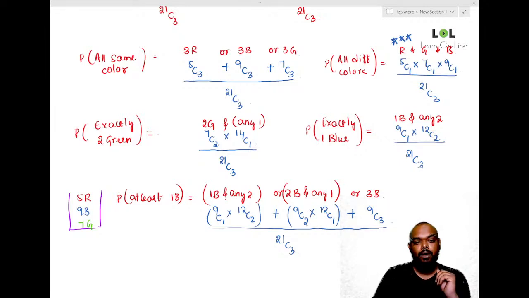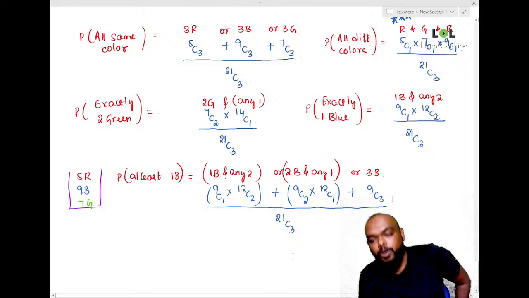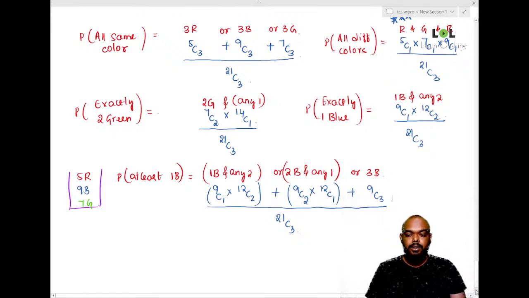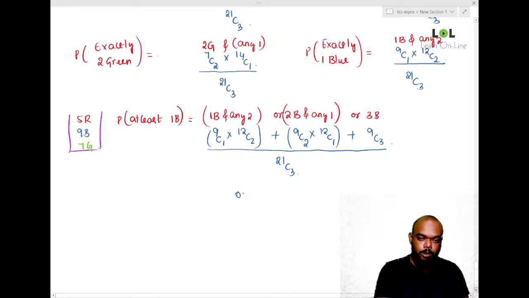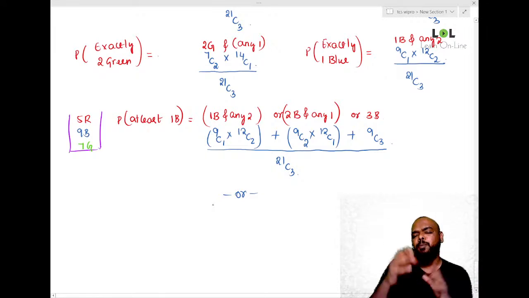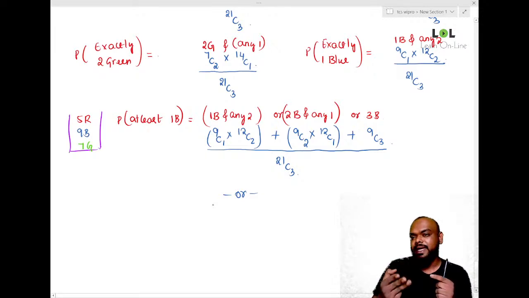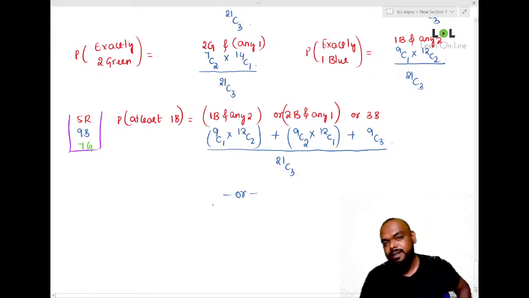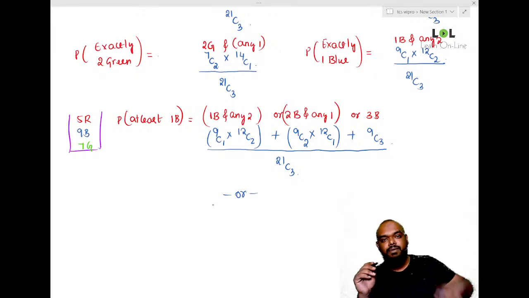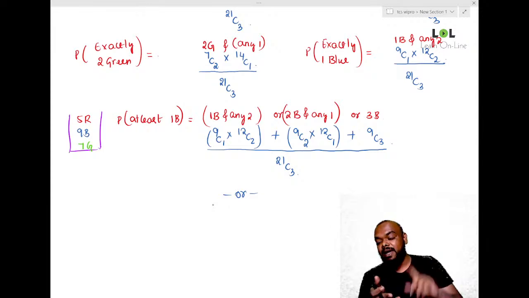Yes? Okay. Now, another important point. This is not the smart way of solving the problem. Observe what happens. When I pick 3 marbles, tell me what are the possibilities of getting blue? I can get 1 blue, or I can get 2 blue, or I can get 3 blue marbles.